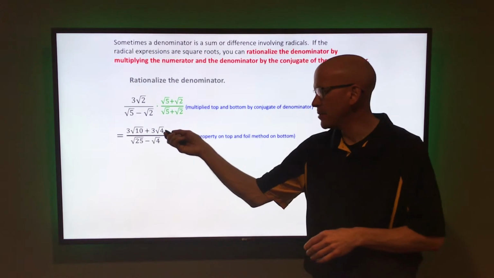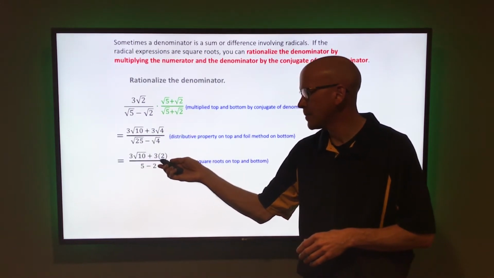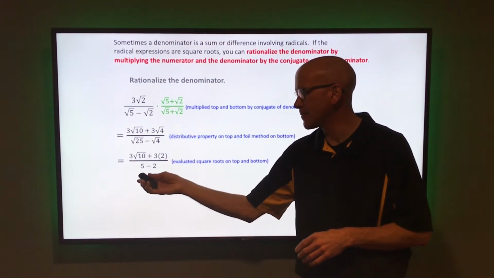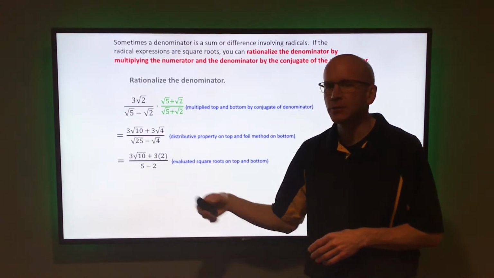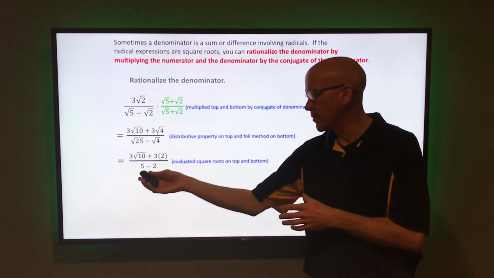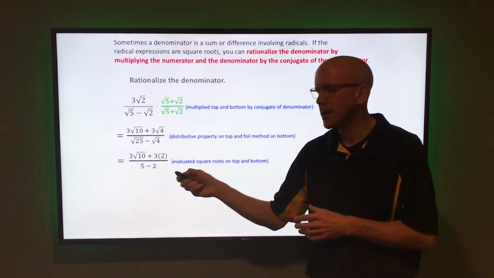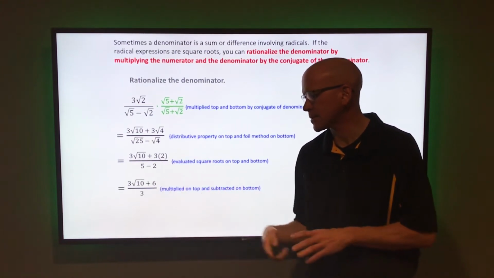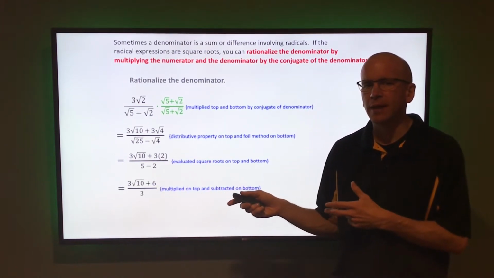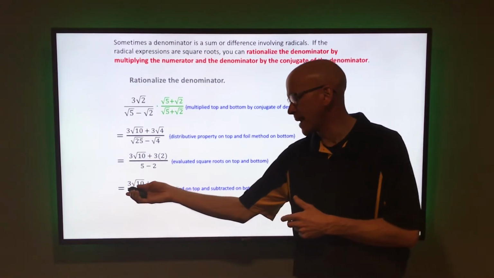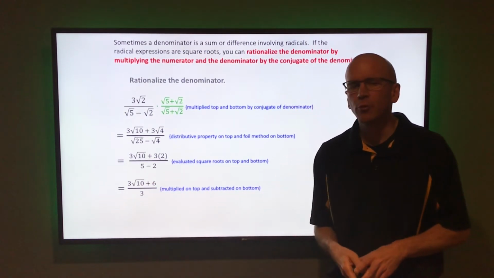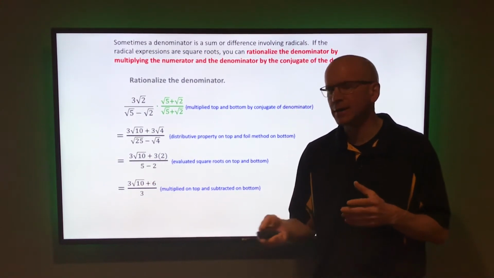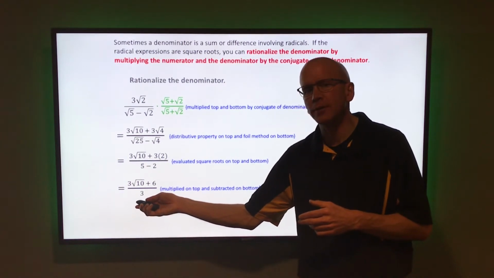So on top, in the numerator, the square root of 4, that is 2. In the denominator, the square root of 25 is 5, and the square root of 4 is 2. Just clean this up. In the denominator, 5 minus 2 is 3, and in the numerator, 3 times 2 is 6. Now, if you look at that numerator, there is a common factor, and that common factor is 3. So you could factor a 3 out of the numerator, and the reason you want to do that is so that you can cancel that with the 3 in the denominator.